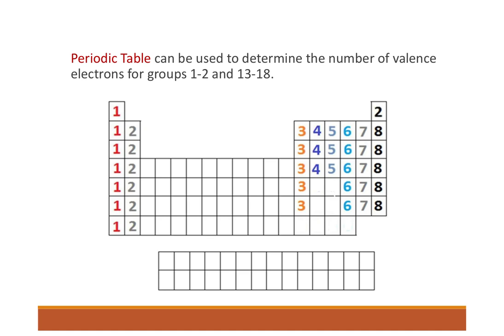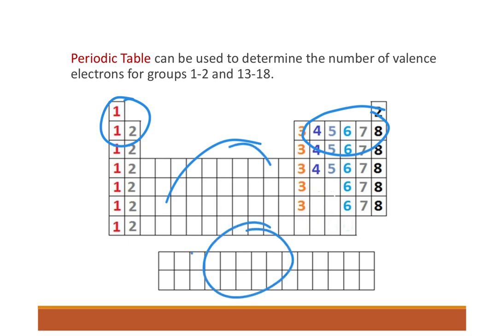So the periodic table can be used to determine the number of valence electrons, looking at groups 1 and 2, these first 2 groups over here on the left, and groups 13 through 18, the other tower block, if we think of this like a castle, on the right. In the middle we have the transition metals and our rare earth metals, and they have more unique ways of organizing their electrons, and they're not quite so easy to classify.